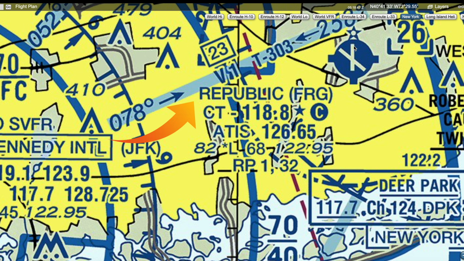Now look over to the right of JFK. You're going to see Republic, FRG. This is a busy airport. It's a general aviation airport in Farmingdale, New York, Long Island. I used to live there. It's about 30 miles east of Manhattan. I'll tell you about it later.